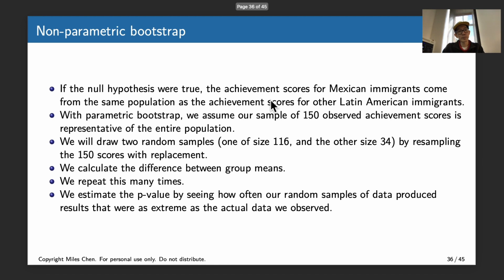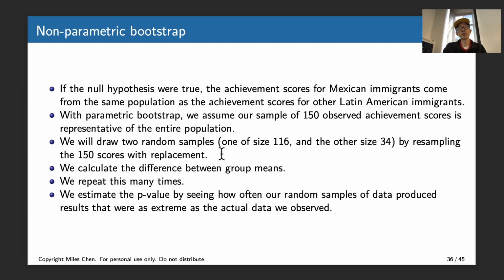So how are we going to do that? The way we're going to do that is we're going to just draw two random samples from the exact same population. What is that same population that we're drawing from? It's going to be our 150 values that I'm going to clone 1 billion times to create my population. Or really, I'm going to just draw from the 150 values with replacement. So I'm going to draw one sample of size 116 with replacement from the 150 scores. I'm going to draw the other sample of size 34 from the same population, 150 scores with replacement.